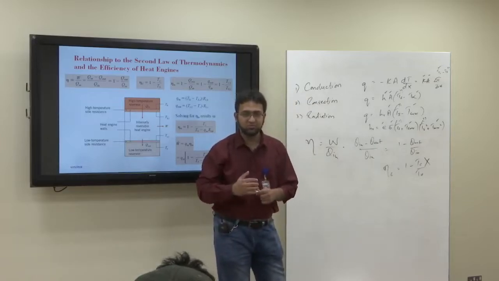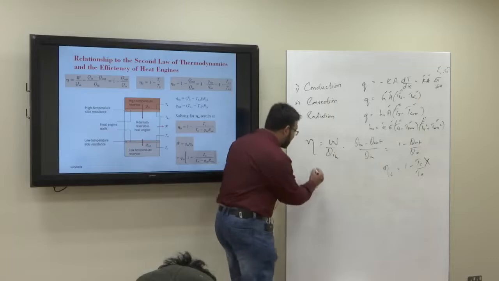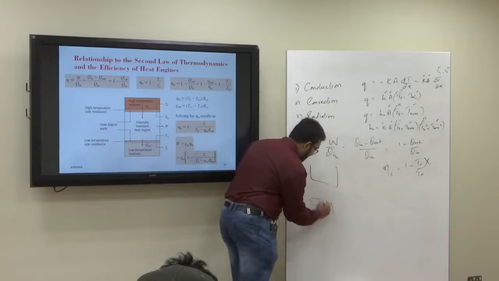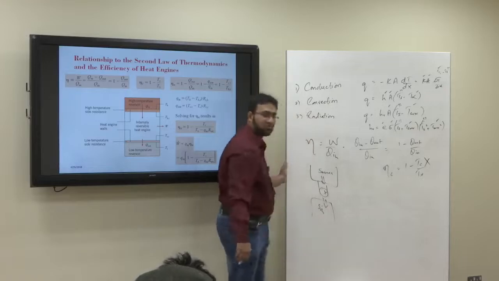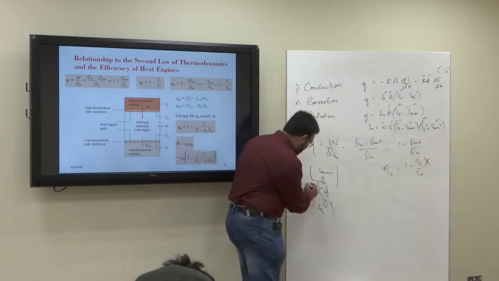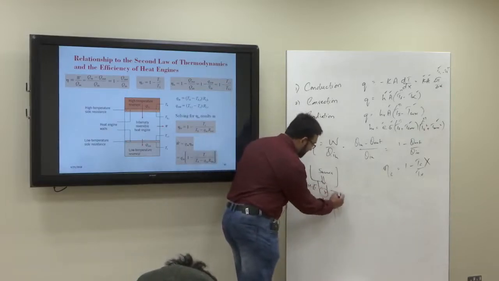It's not correct to use Tc, because here it is the heat engine we are talking about. This is our heat engine. We have the source, we have the sink. Energy goes in, energy goes out. This is the heat engine, and this is the work output.